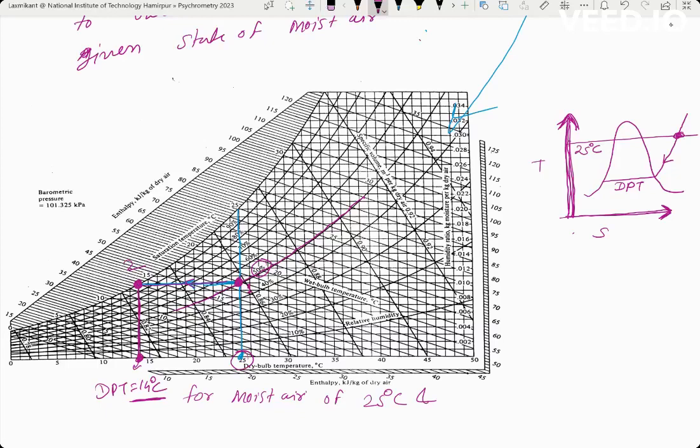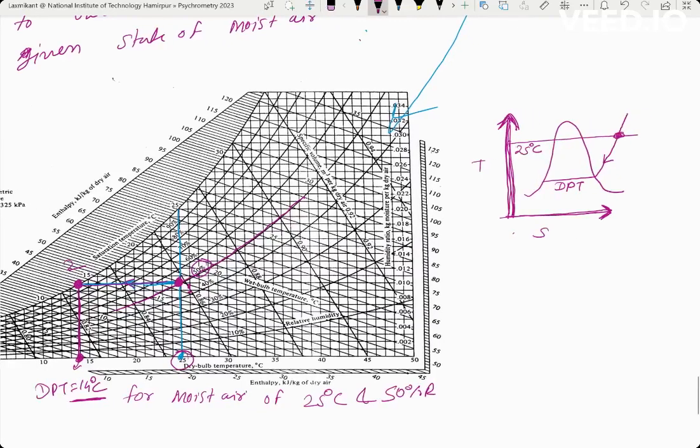We can also verify this from the T-s diagram. We are moving along the constant vapor pressure line, and this point is 1. We are cooling the air at constant pressure like this. It intersects the saturation curve, and this point is the DPT. So this is the dew point temperature. So that is how we evaluate the dew point temperature.